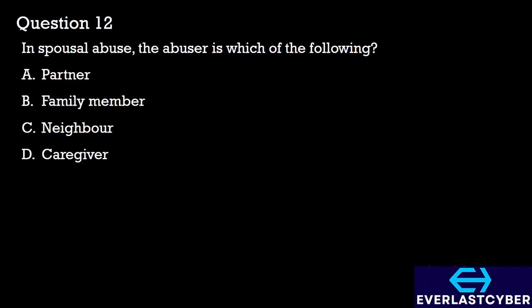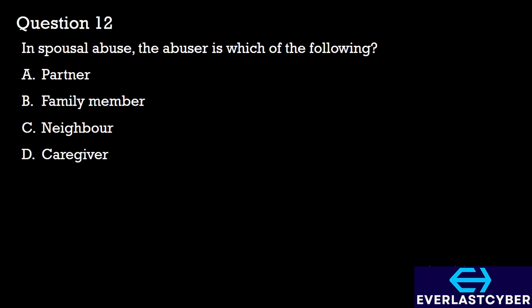Question 12. In spousal abuse, the abuser is which of the following? A. Partner, B. Family member, C. Neighbor, D. Caregiver. In the context of spousal abuse, the abuser is typically the partner, which could be a husband or a wife or a significant other in an intimate relationship.